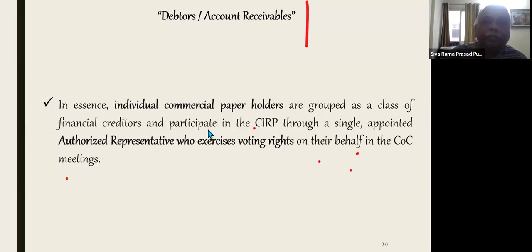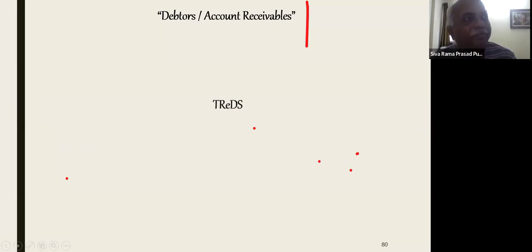Now coming to TReDS. Today, corporates are selling their account receivables or debtors to the TReDS. That is the exchange. The exchange will purchase the account receivables or debtors from the corporate debtors. So what is it, TReDS? Some rough idea. Because here, whatever balance sheet items are there, you should have mastered them, sir or madam.